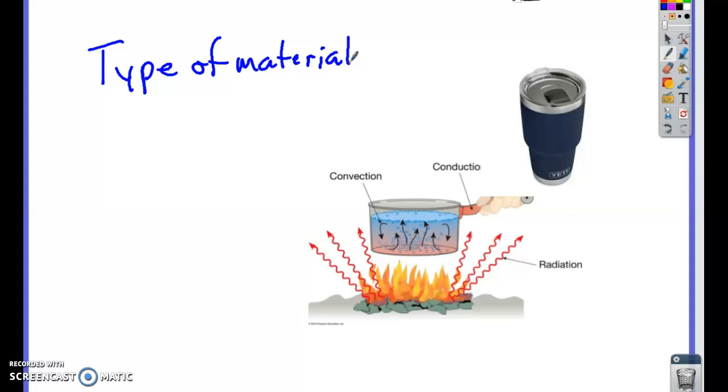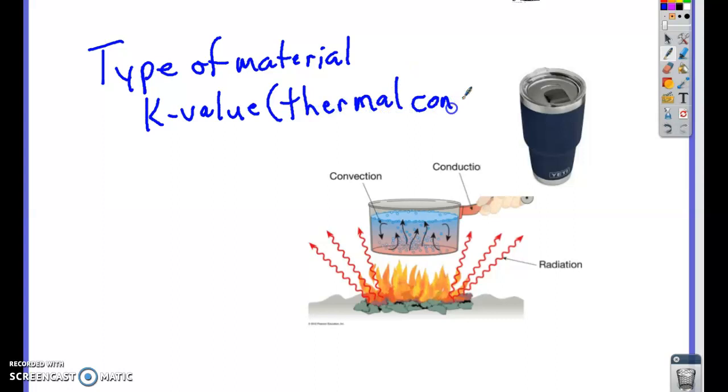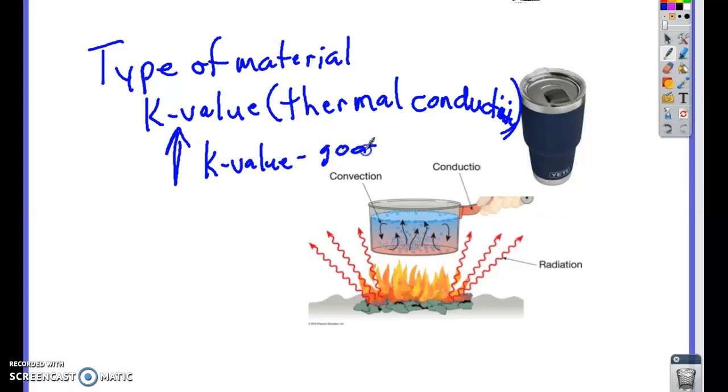All right, the first thing is the K value. The K value, and don't ask me why it's K, is just the thermal conductivity. That's not very good, but you get the idea. Thermal conductivity just means how well it conducts thermal energy. If something has a high K value, that means it is a really good conductor of heat. Metals would be an example of this. They're extremely good conductors of heat.